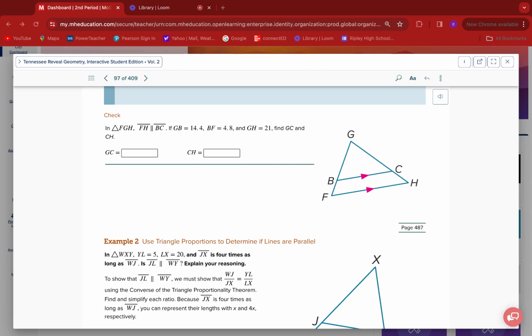So I'm going to erase this right here. And I'm going to do our nifty little shortcut for the high school. Left with left, right with right. Now that I have the right part, so 14.4 over 4.8.